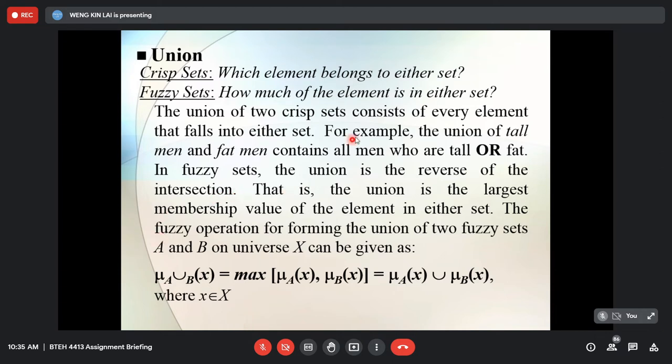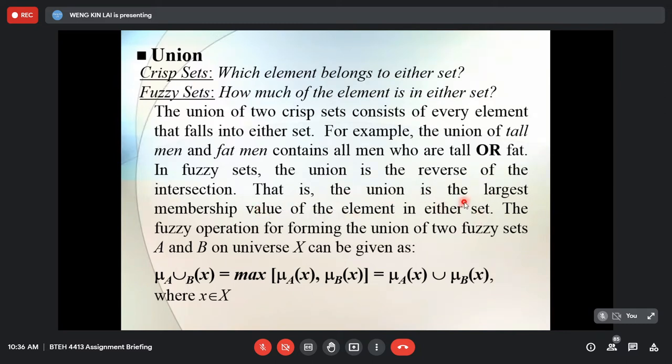So the union of the two crisp sets consists of every element that falls into either set. So for example, the union of tall men and fat men. So you basically want to look at how many men are tall or fat. So it can be either tall or fat. So in the fuzzy sets, the union is the reverse of the intersection, right? That is, the union is the largest membership value of the element in either set. Union is the largest, you find the largest membership value of the element in either set.